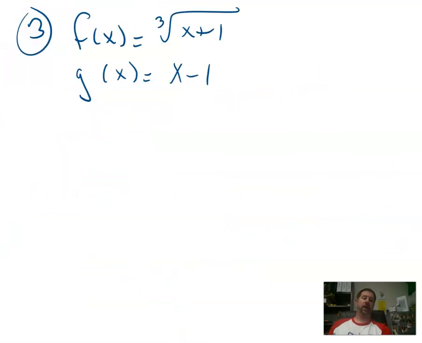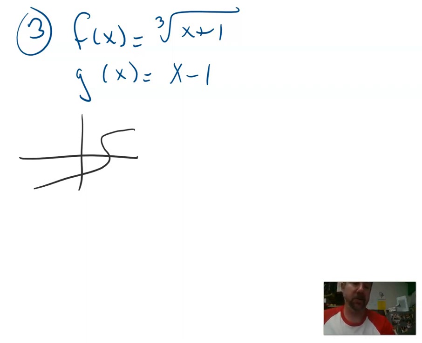Okay, number 3. f of x is the cube root of x minus 1, g of x is x minus 1. So again, first go and try to graph this thing or just have a rough idea of what's going on. It doesn't have to be perfect. Cube root of x I know is an S-shaped graph, shifted to the right 1. Oh, shoot, I wrote the problem down wrong. They're both minuses, x minus 1, x minus 1. So it shifted to the right 1.